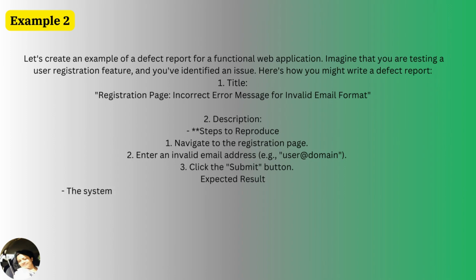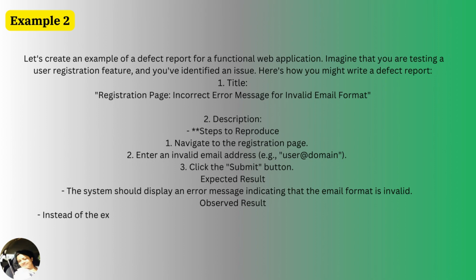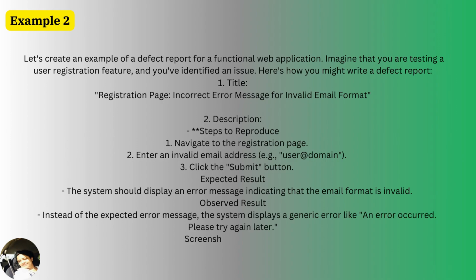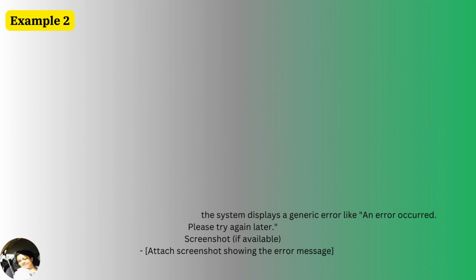Then, the expected result is that the system should display an error message indicating that the email format is invalid. And observed result, instead of the expected error message, the system displays a generic error like: An error occurred. Please try again later. Then add the screenshots if available. Attach screenshot showing the error message.